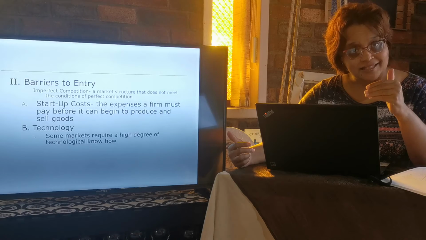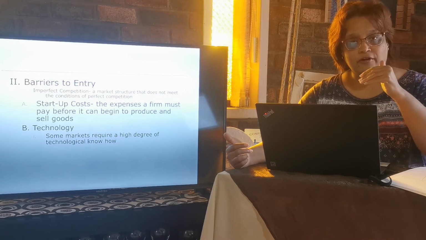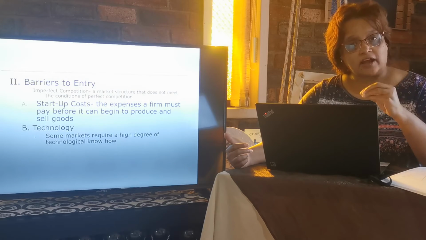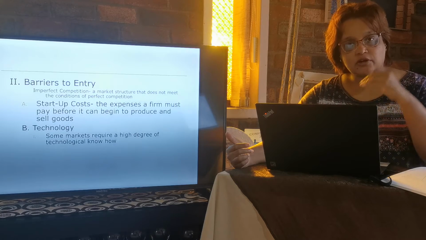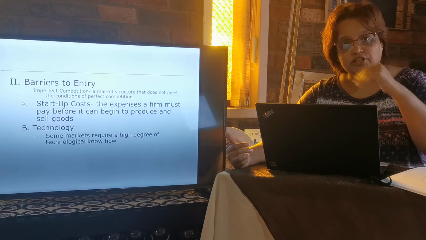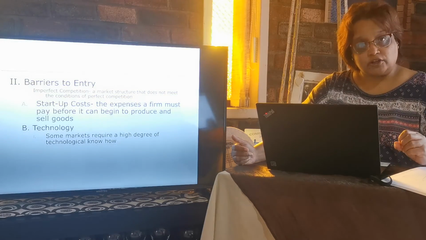Because remember, they have quite a big competition with other sellers as well. There are many sellers in the market, so they're going to have competition all the time with other stores or competitors or producers, in order to keep their market share at bay. The next one is technology.